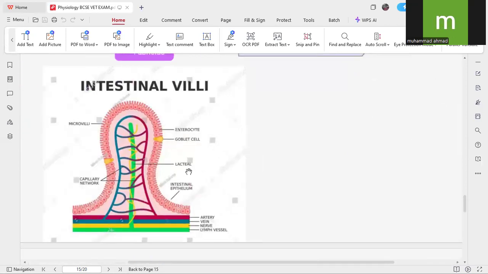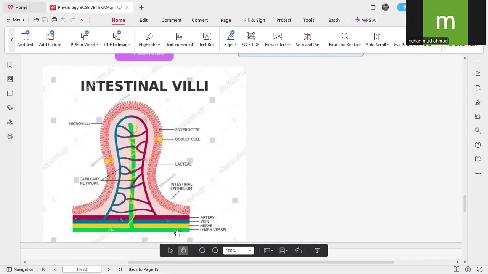This is the structure of the intestinal villi: lymph vessels, nerve, vein, and artery. These are the circulatory and nervous system. And on that, there are cells called enterocytes, and between enterocytes there are goblet cells. On enterocytes there are microvilli for absorption. The green line is the lacteal. Lacteal is a part of the lymphatic system.